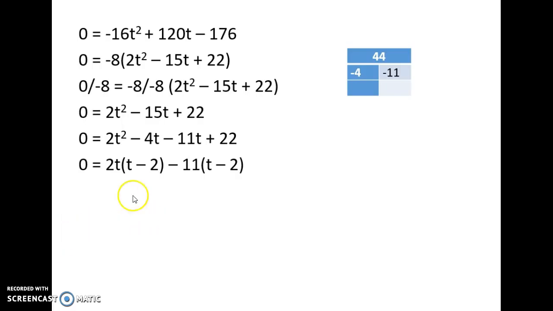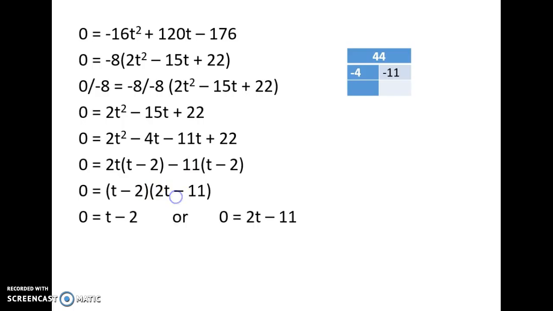Now I notice that I have a common factor of t minus 2. So I'll write that first, and then what's left is 2t minus 11. At this point we use the zero product property, set each factor equal to 0. So I can expect two solutions here.